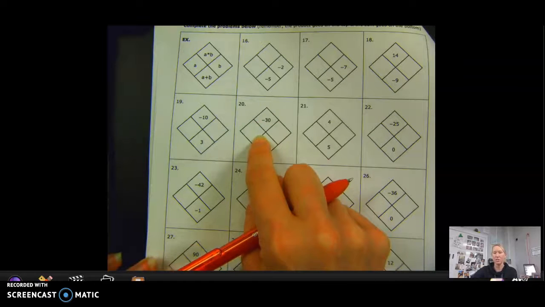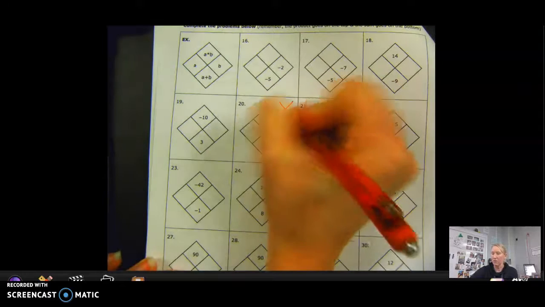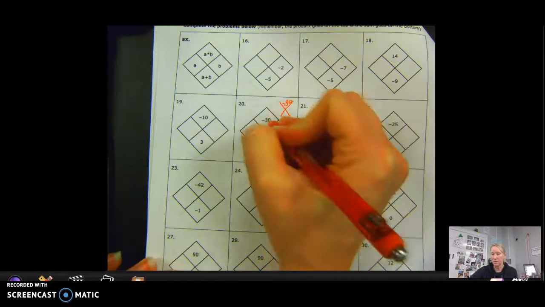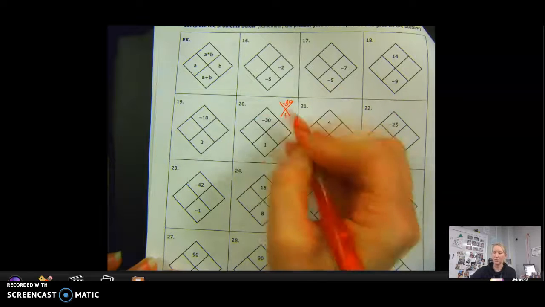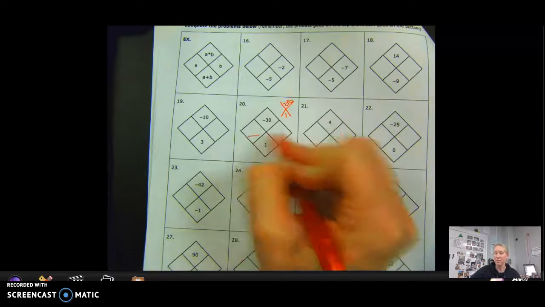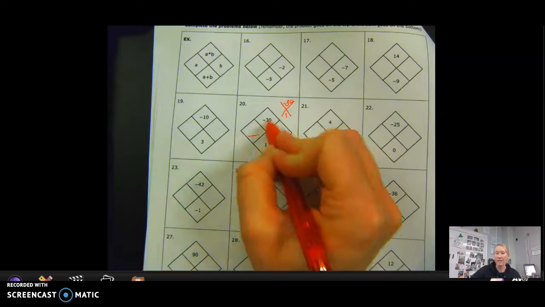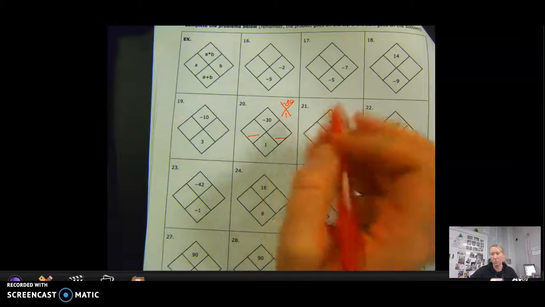When we start factoring trinomials, we're going to do a crisscross, and we're going to put the number that it multiplies to up top, so negative 30, and the number it adds to down below, which in this case would be 1. So that's what it's going to look like. Now what we are actually finding are the two numbers that multiply to equal negative 30, but then those two numbers also have to add to equal 1.